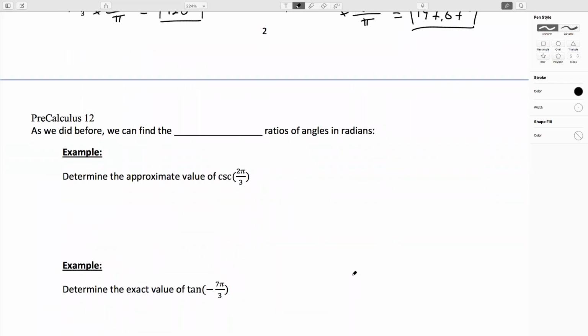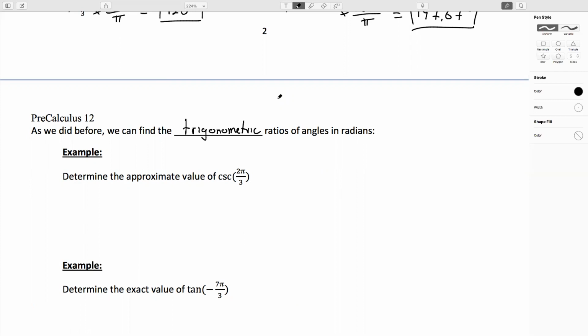As we did before, we can find the trigonometric ratios of angles in radians. So we've got a couple things to keep in mind here. Now that we've got two measures of angle, you have to stop and think before you start a question: am I working in radians or am I working in degrees?